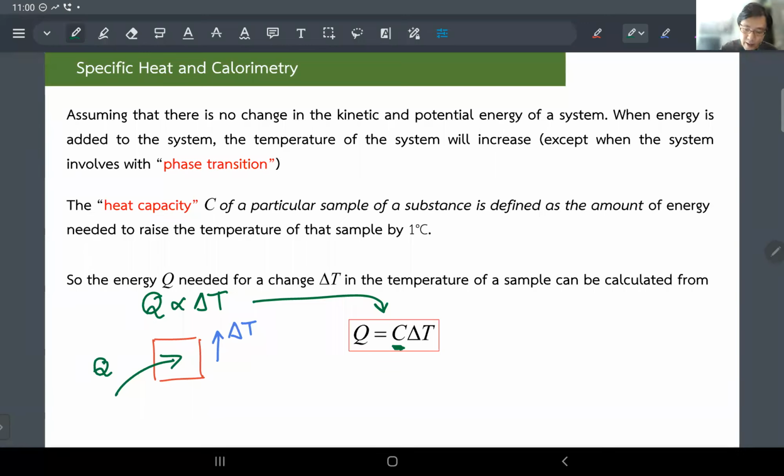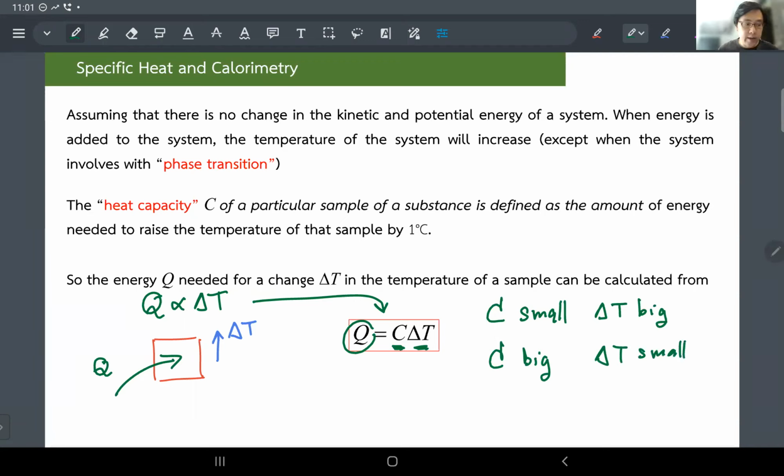Think about this. If C is small, just a small number, that means that delta T must be big, because the product must be equal to the amount of heat that you transfer to this object. Does that make sense? On the other hand, if C is big, then delta T is going to be small. That's no big deal, because C is multiplying with delta T, and the product is fixed by the amount of energy that you transfer to this object.